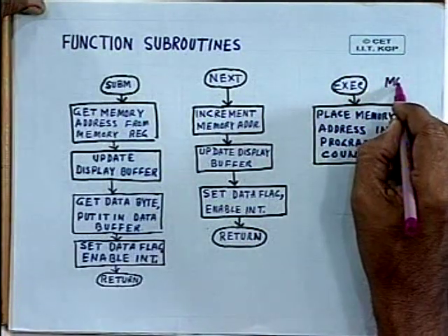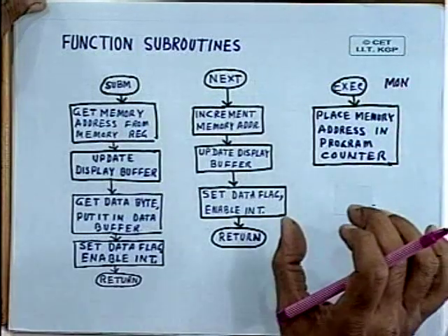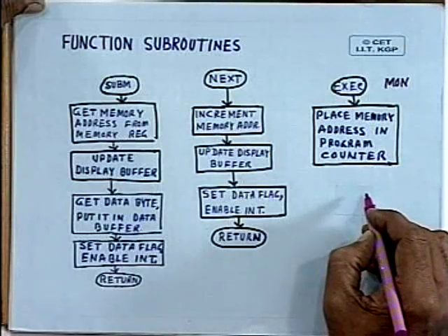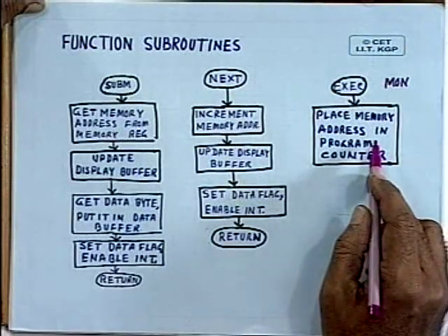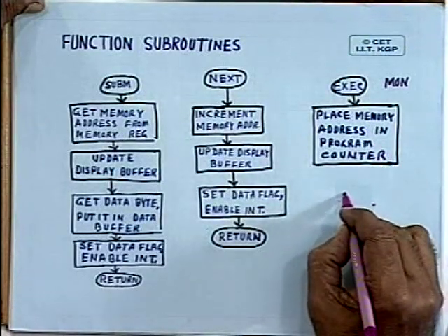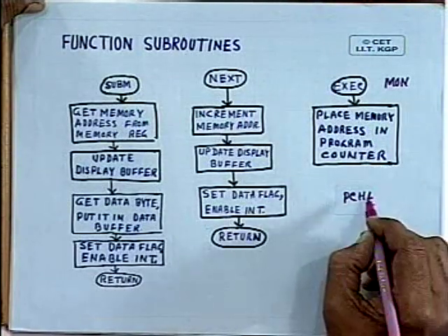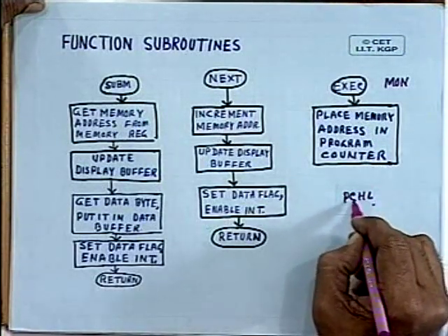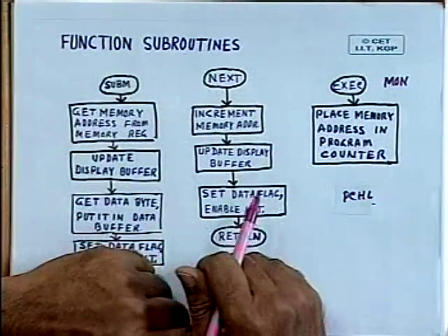Execution and monitor, those 2 are very simple. After reading the address from the keys, you have to simply transfer it to the program counter. First, that address can be loaded in the HL register pair, then by executing the PCHL instruction, that address can be transferred to the program counter and the program will start execution from that memory location. This is how the monitor program is written, and a complete system based on this approach is shown here.